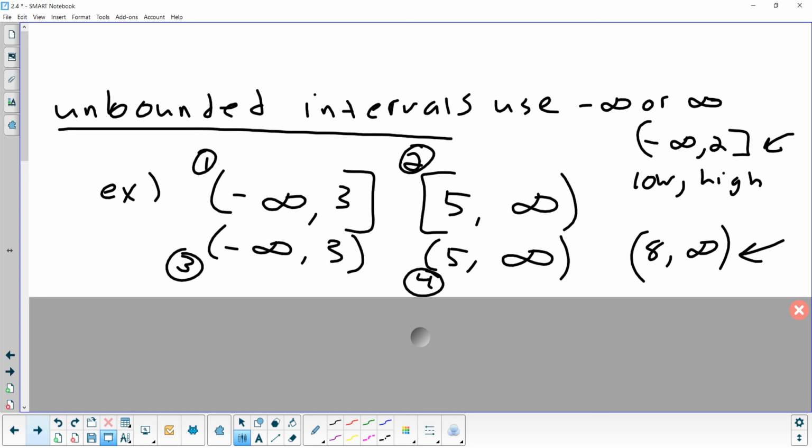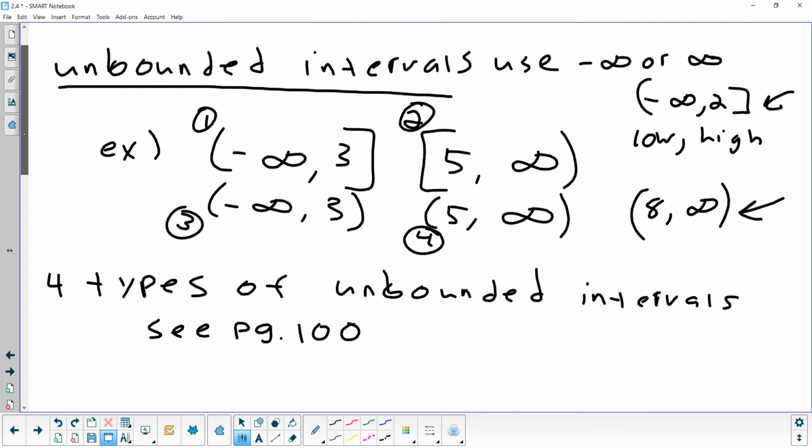So let's think about this. Could you have a completely closed, unbounded interval? Is that possible? No. Because unbounded means it has infinity, and if it has infinity, it automatically means you have a parenthesis, which makes it open. So unbounded intervals have to be either fully open or half open, at least. They cannot be fully closed. That wouldn't make sense.